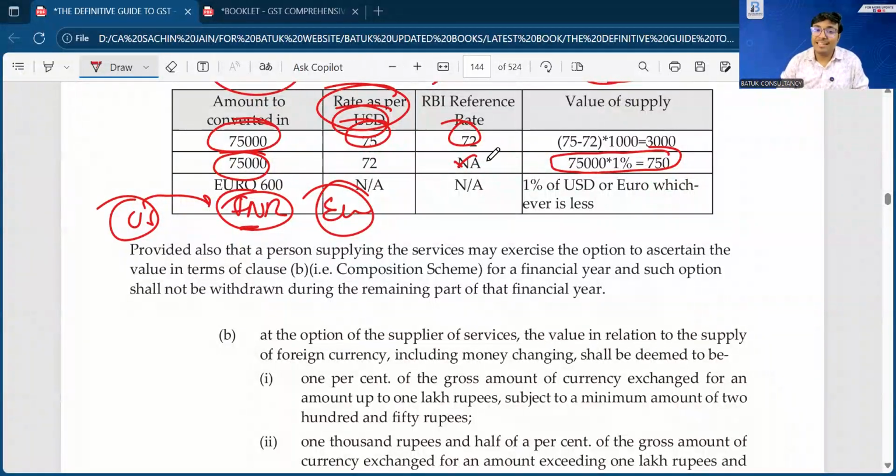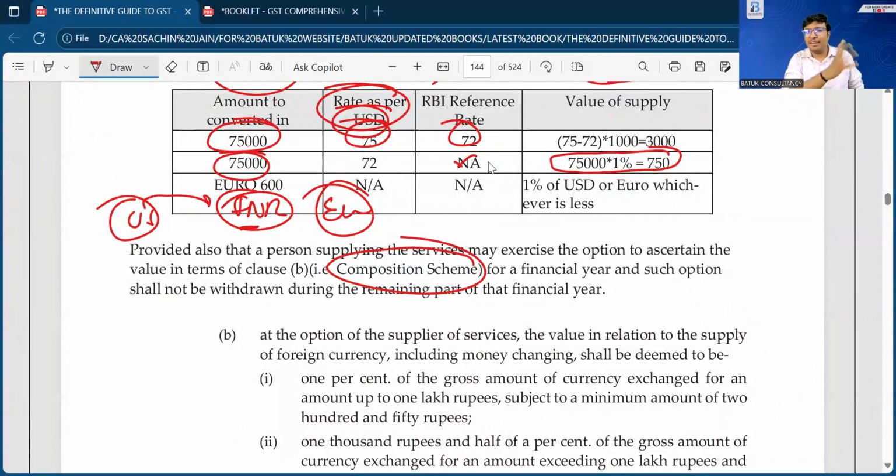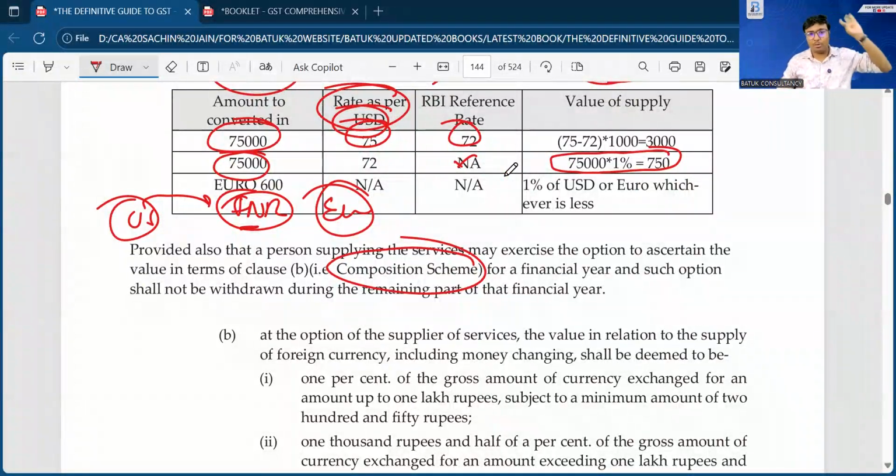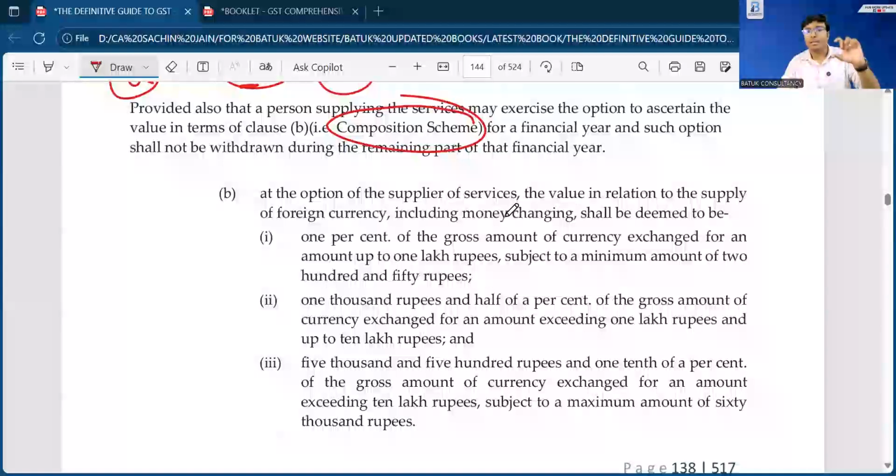So the government has given an optional scheme as well, which is called the composition scheme. The government says you should not focus on any type of conversion; you just need to do one thing. We'll give you a percentage, you keep that percentage in mind, and accordingly decide the value of supply. Just for example, this is the optional scheme, and it should be selected at the beginning of the financial year, and you cannot withdraw from that scheme during the financial year.